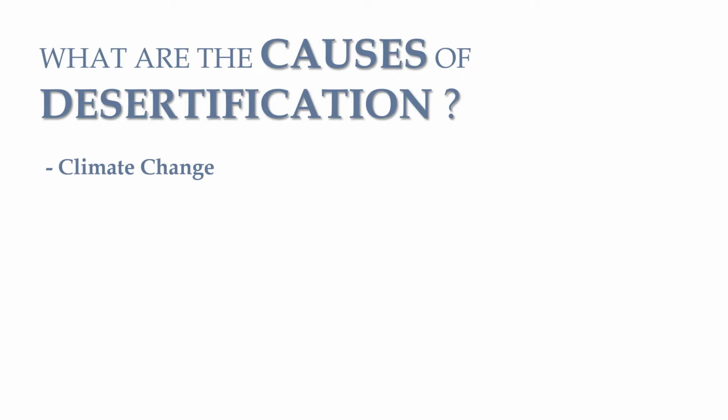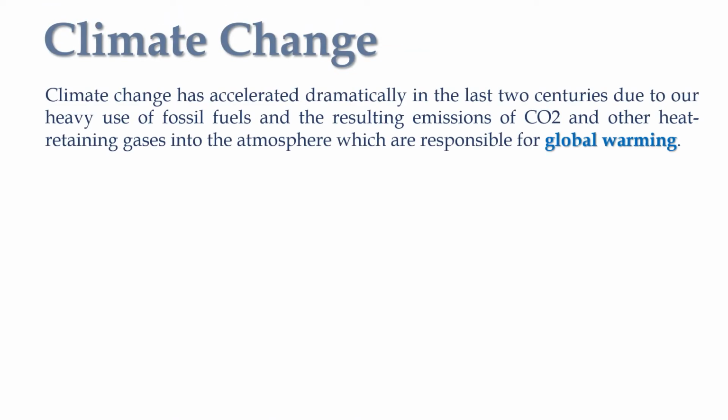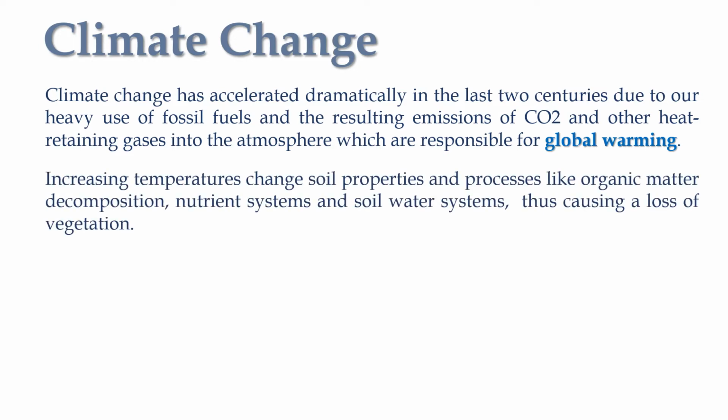Climate change. Climate change has accelerated dramatically in the last 2 centuries due to our heavy use of fossil fuels and the resulting emissions of CO2 and other heat-retaining gases into the atmosphere, which are responsible for global warming. Increasing temperatures change soil properties and processes like organic matter decomposition, nutrient systems, and soil water systems, thus causing a loss of vegetation.